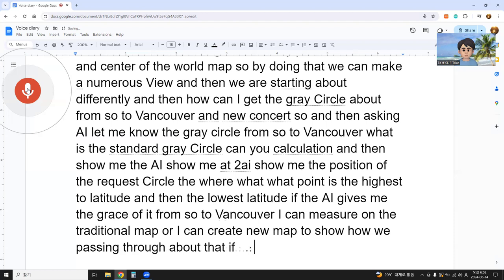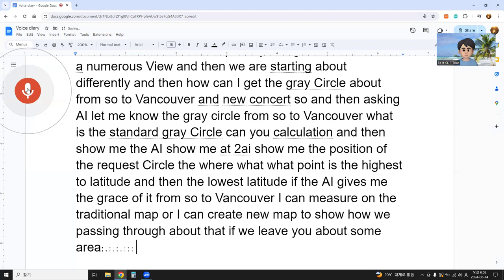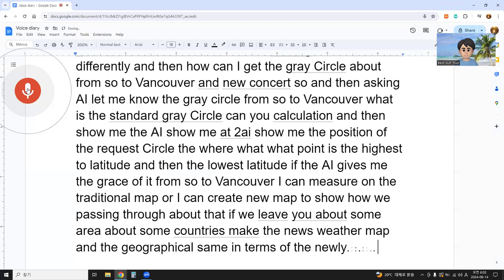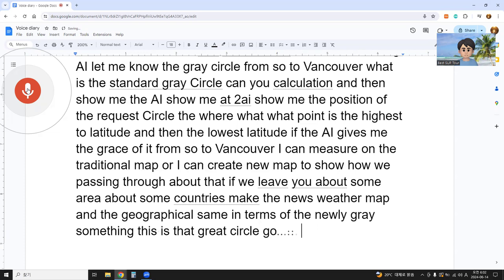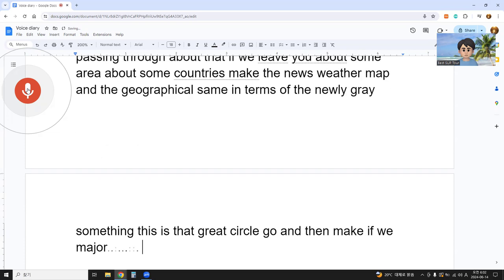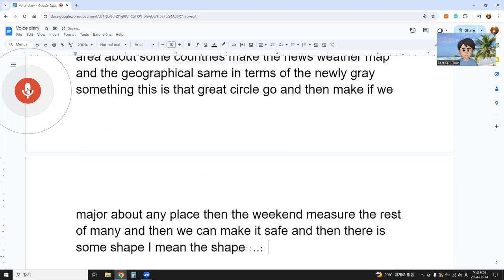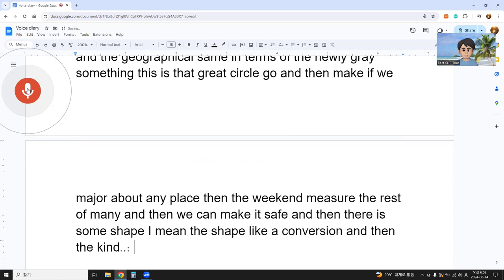If we review some areas, some countries, we make a new world map and the geography is the same in terms of the new great circle. If we measure any place, then we can measure many great circles and we can make a shape, like a cone ratio, a curving ratio. The curving ratio is very important on the globe.